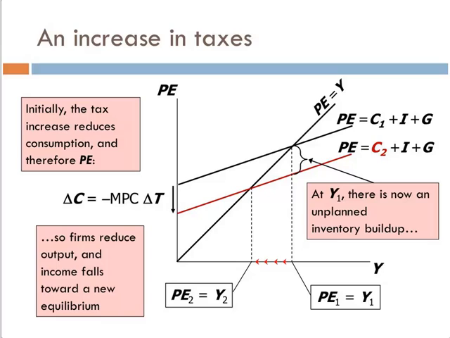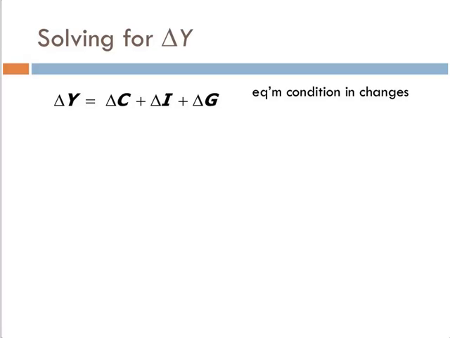Right? And so, again, we have a bigger change in equilibrium output than the change in taxes. All right, so let's take a look at this. Let's go ahead and solve for the change in y, or basically the partial derivative of y with respect to taxes.